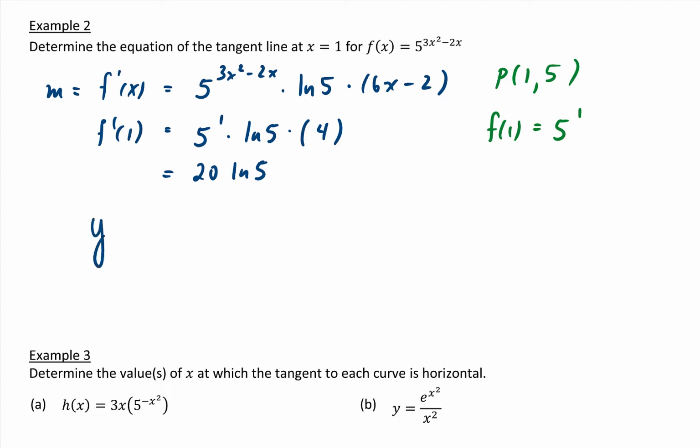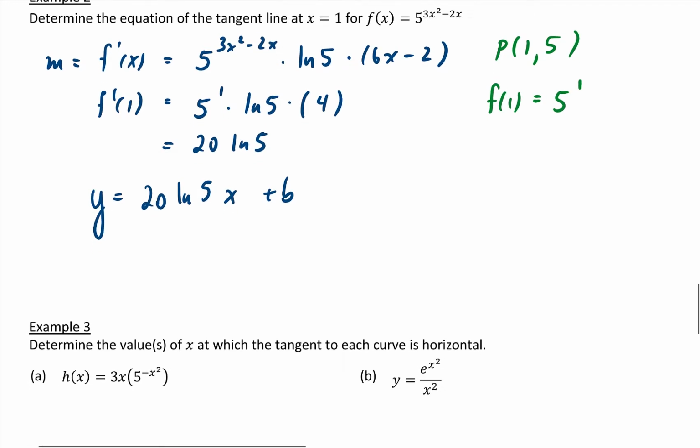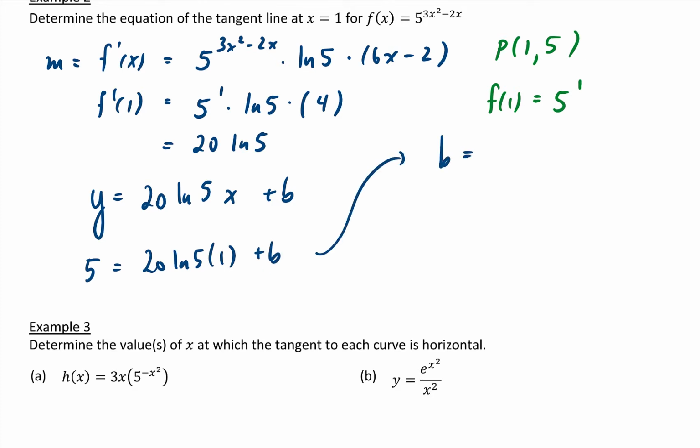So now we know that y equals 20 ln 5 x plus b, right? This is mx plus b. We're going to sub our point (1, 5). So 5 equals 20 ln of 5 times 1 plus b, and therefore our y-intercept is equal to 5 minus 20 natural logarithm of 5. So let's state the equation of our line.